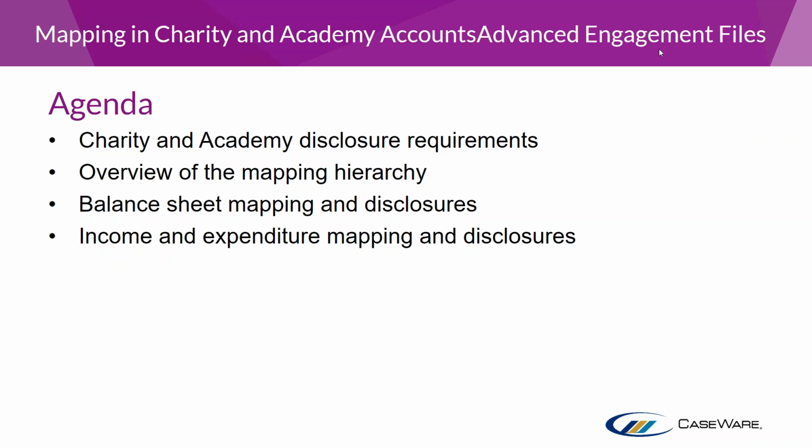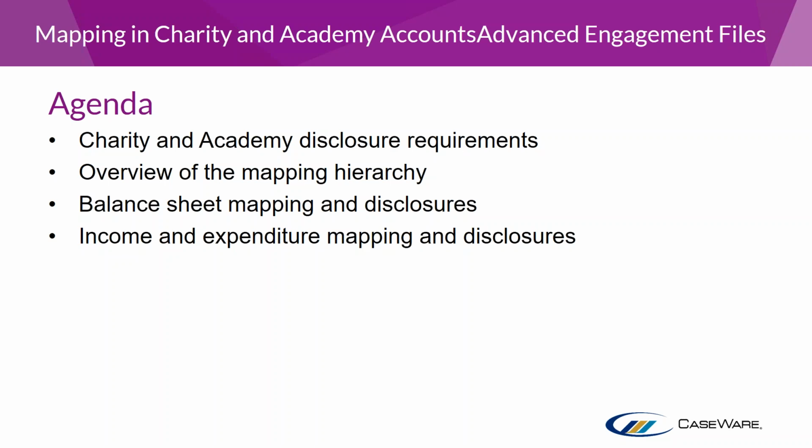We've only got 30 minutes, so we've got quite a lot to go through, but hopefully you should be able to see the agenda in front of you. I'm going to start off by looking at what a set of charity and academy accounts look like, to see the specific disclosure requirements involved. The reason why the mapping structure is different in our charity and academy files is because of the disclosures you need to make in those financial statements.